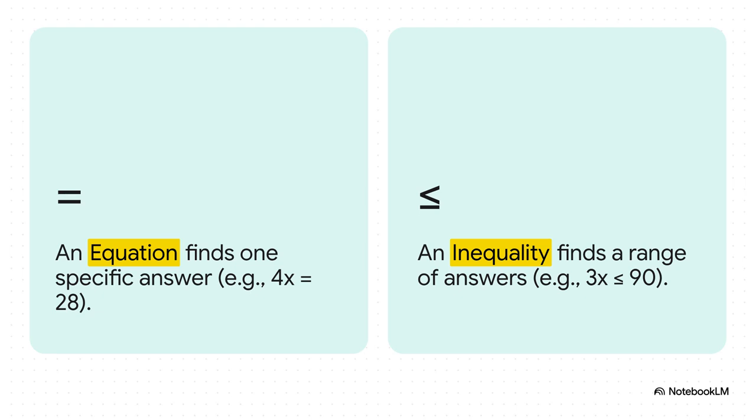Okay, before we jump into the stories themselves, let's do a super quick math refresher. The students are basically using two main tools. First, you've got your basic equation, right? Like 4x equals 28. That's going to give you one single exact answer. Then you've got an inequality, something like 3x is less than or equal to 90. That doesn't give you one answer. It gives you a whole range of possible answers. Knowing the difference is going to be super important for what comes next.